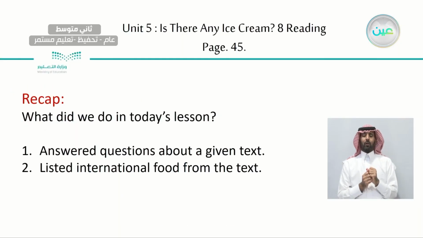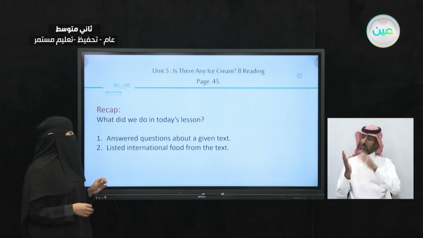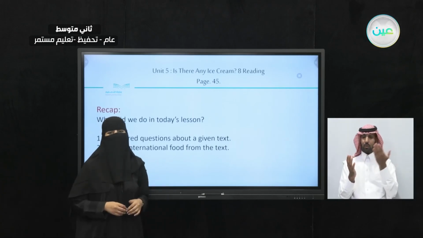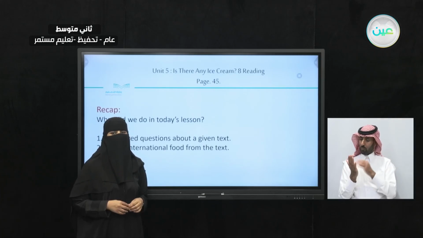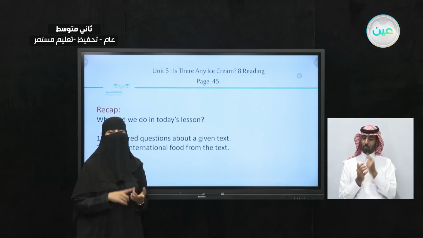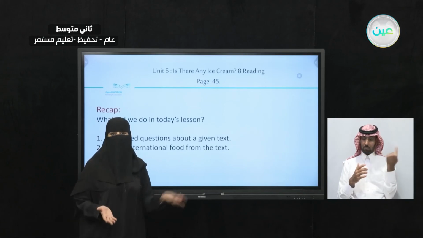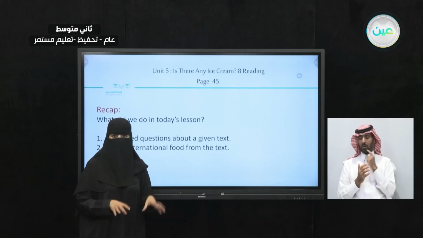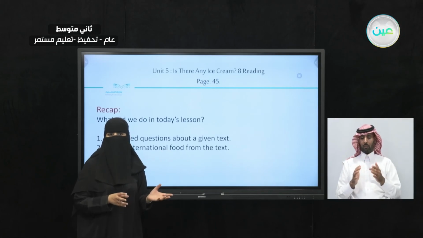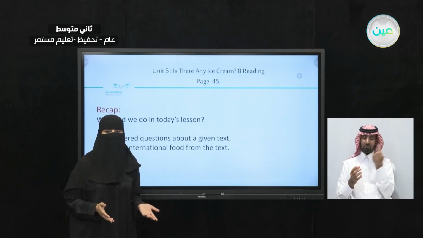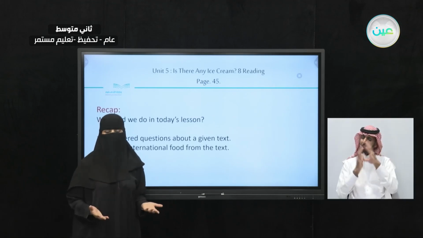Now, what did we do in today's lesson? We answered questions about the text, and we did list international food from the text. Now, do you remember some of the international food from the text? Like what? Like burger, pizza, ice cream. All of these are international food. It was before special for a place in the world, but not anymore. Now, because of globalization, it is called international food.